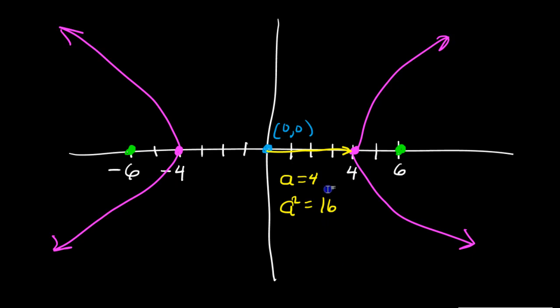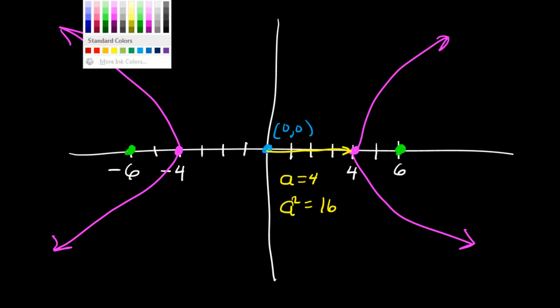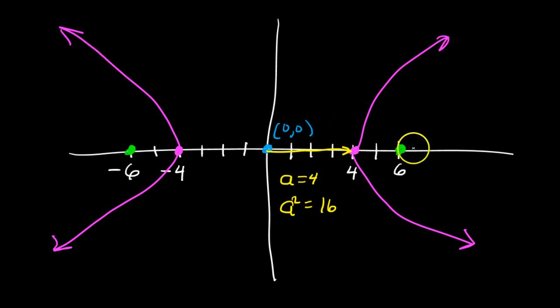I still need to find b. I cannot find that directly because I don't have the covertices. But what I do have is the c value. They gave us the foci. So look right here. The distance from the center to a focus, that is c. They gave me that distance is 6. So I know that c is 6, which means that c squared is 36.